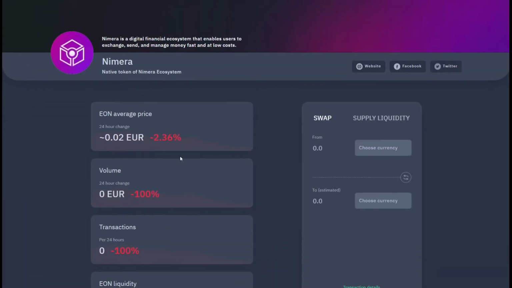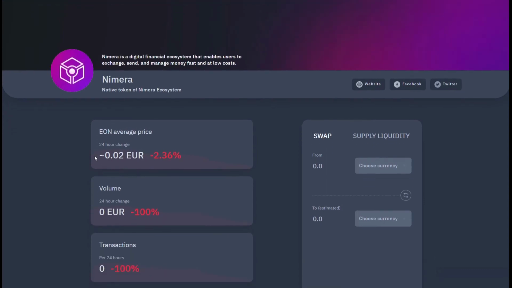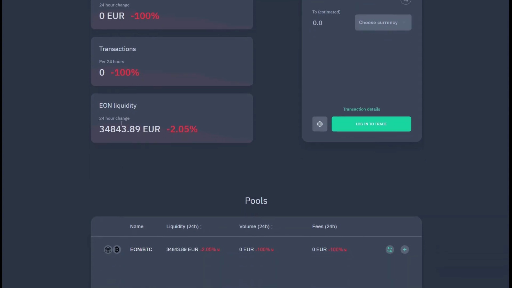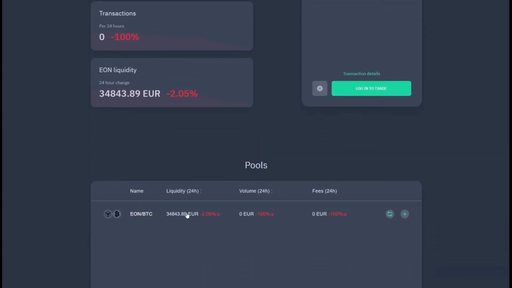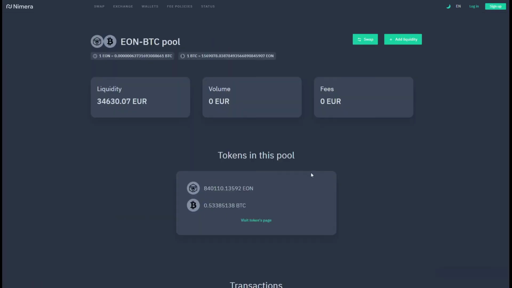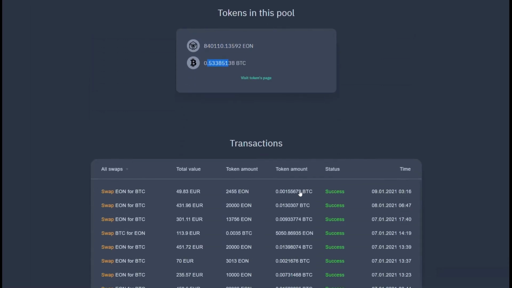You can always see the current exact price, but in order to see the price versus the other pair, you have to go into that other pair as well. And then on this, we can see the liquidity from that itself. So in order to see the total liquidity and how it's split up, you can click the pairs themselves. And we can see that it's split with 840,000 EON available and about half a BTC.